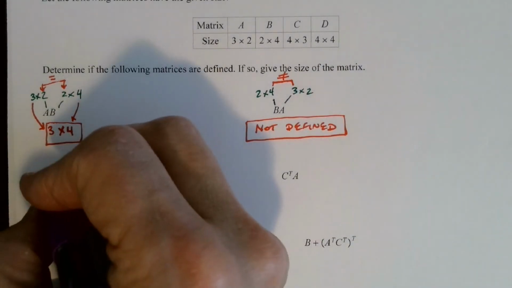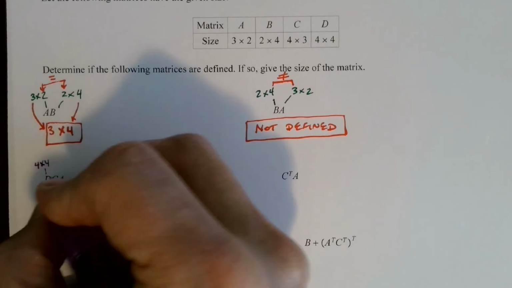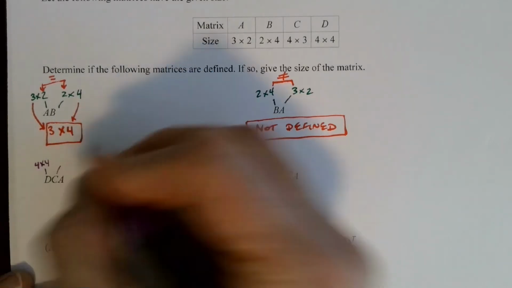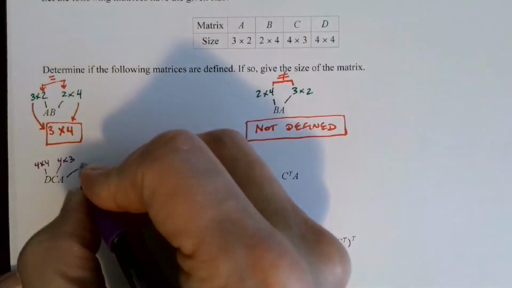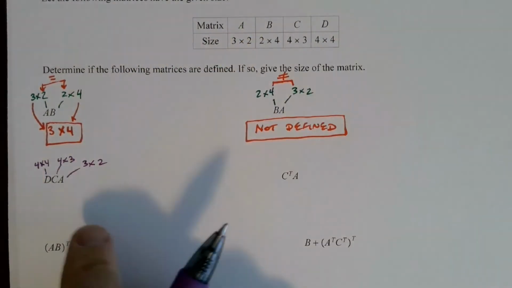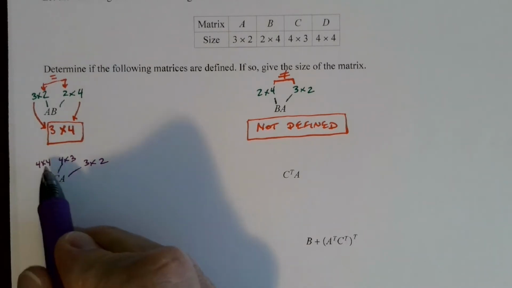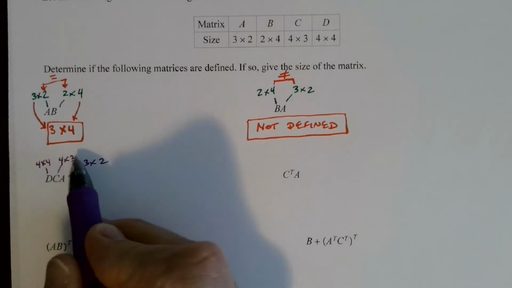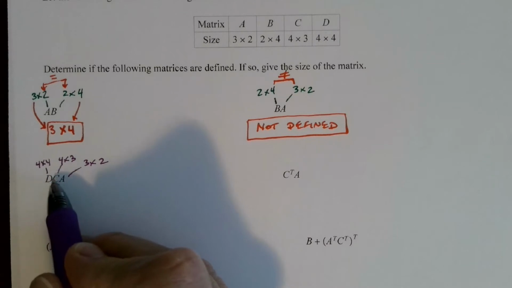D is 4 by 4. Let's write those up above each one real carefully. C is 4 by 3. And A is 3 by 2. So if I multiply DC first, can I multiply DC first? Well, DC, the inner number is 4. Yeah, I can. And what's the resulting size? 4 by 3, the outer numbers. So DC is a 4 by 3 matrix.